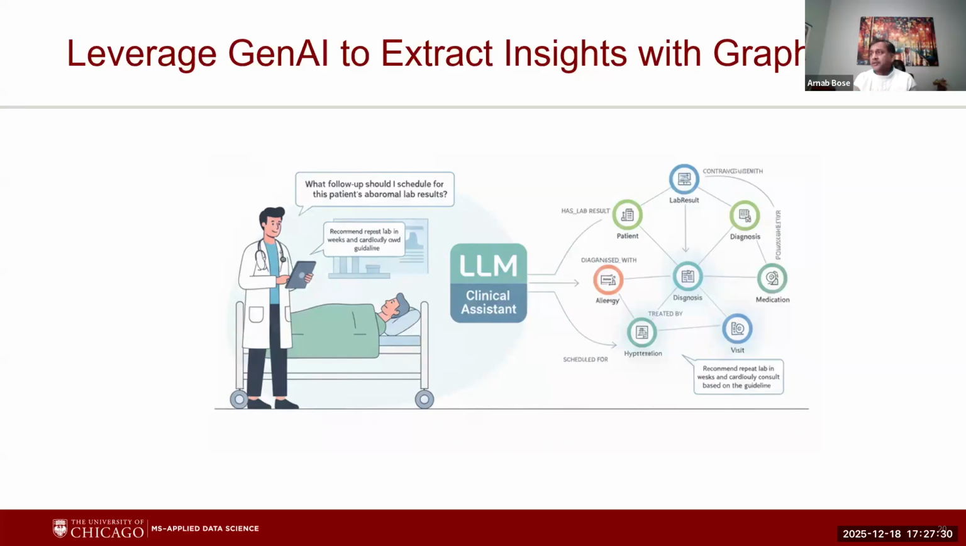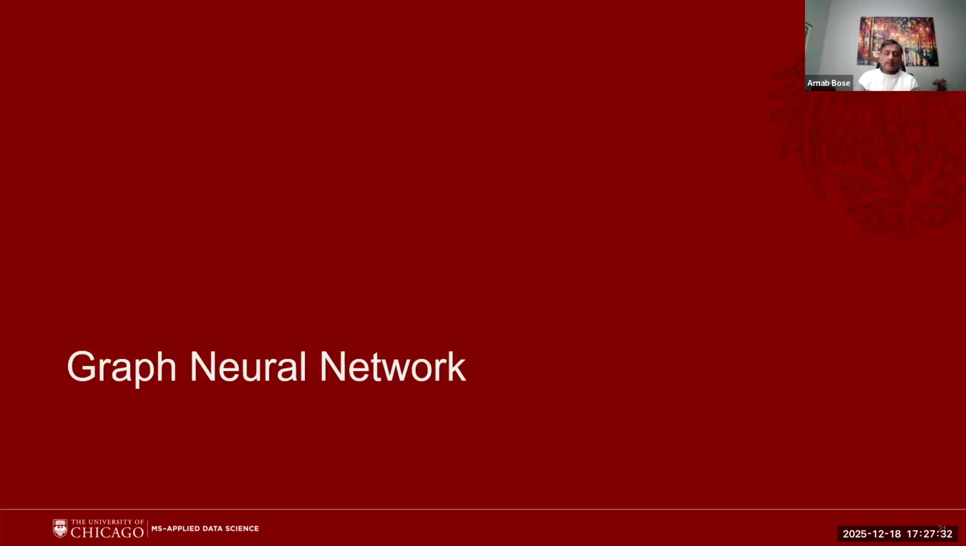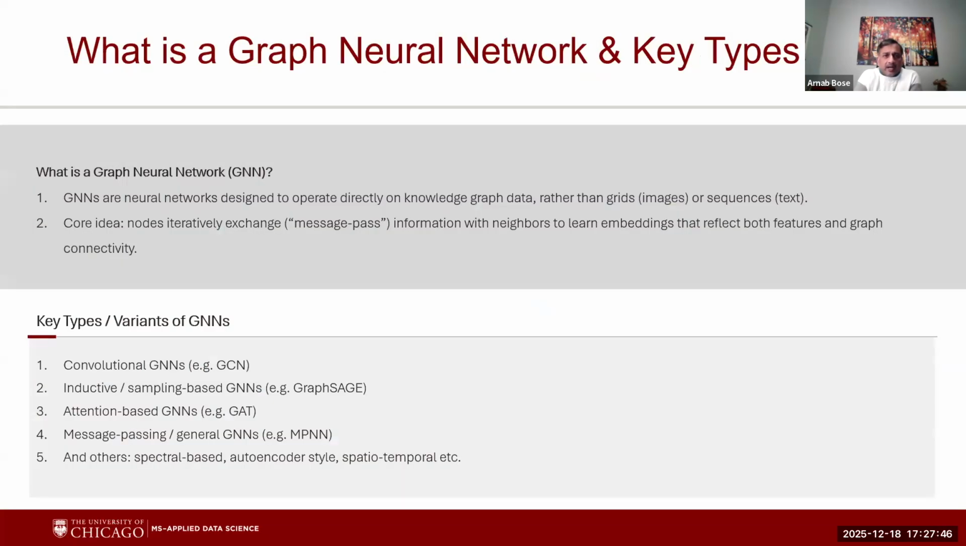So you have a knowledge graph, and now there's this whole field of graph neural networks. What a graph neural network does is that it uses machine learning and deep learning techniques on a knowledge graph. These are neural networks designed to operate directly on the knowledge graph, and the core idea is that you basically learn embeddings that reflect not just the features.